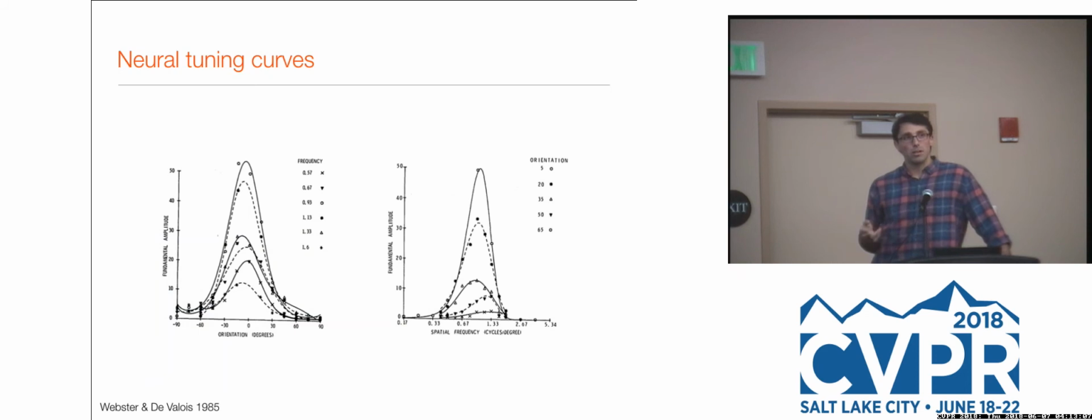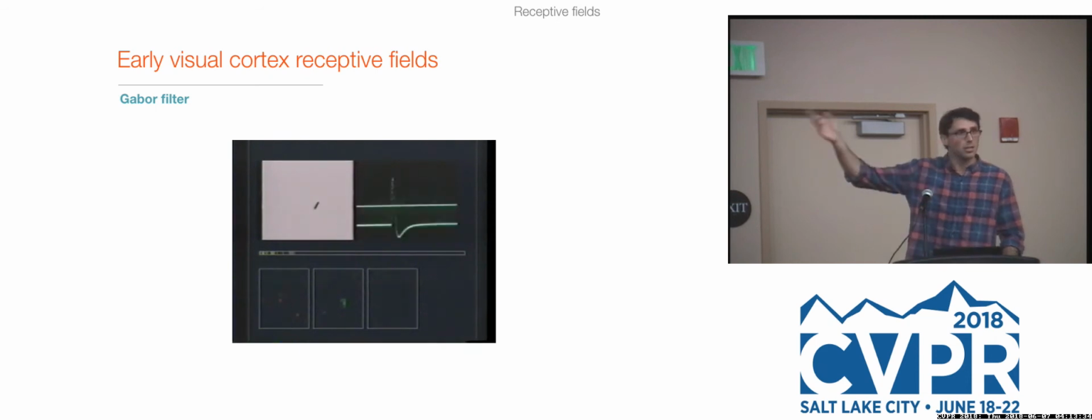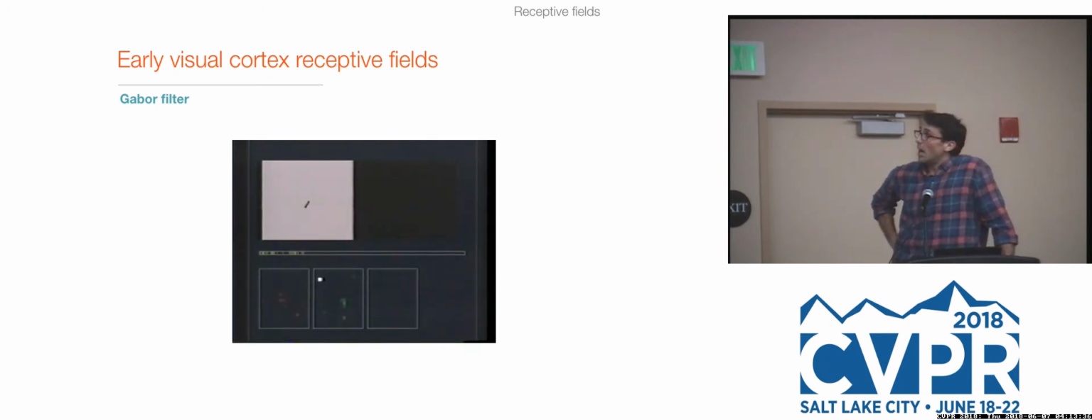This is more apparent when you probe for both orientation and spatial frequency at the same time. So in this study by de Valois in 1985, they found that for a single neuron, you have a preferred orientation and a preferred spatial frequency. And when you think about these two concepts as orthogonal in space, you can get a pretty cool phenomenon, which will emerge from this video here.